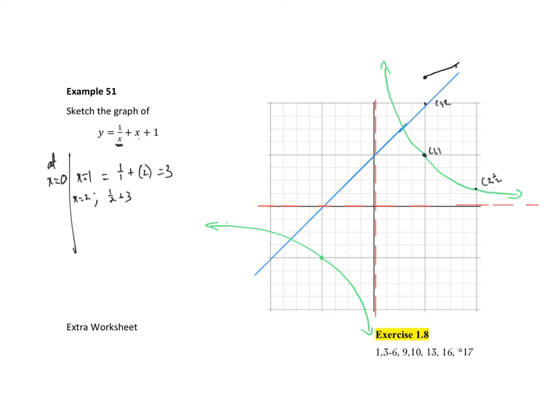So really, this line here, if I extend my blue line further, this section of the graph is just going to get closer and closer and closer to the blue line. It'll never touch it because it's the blue line plus a little bit of the green line.